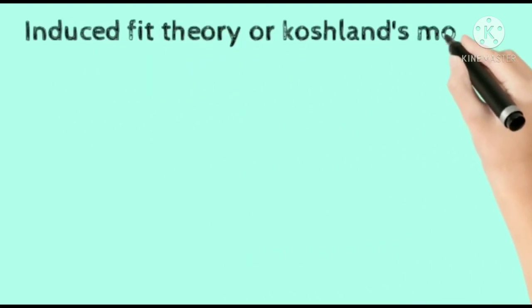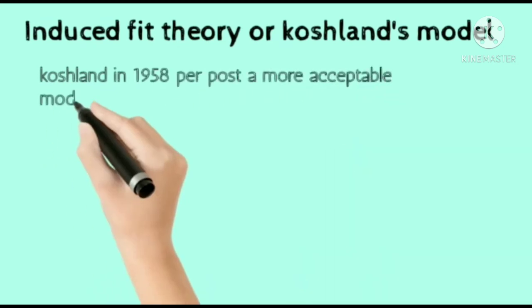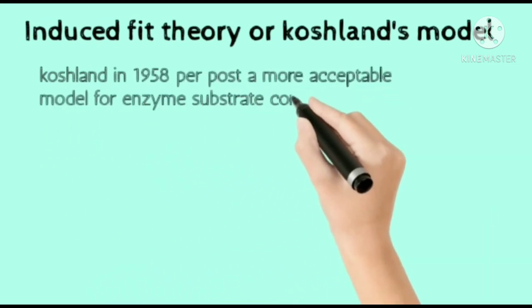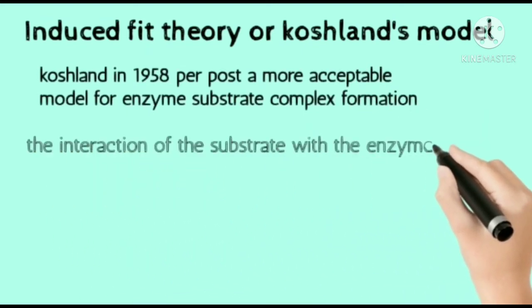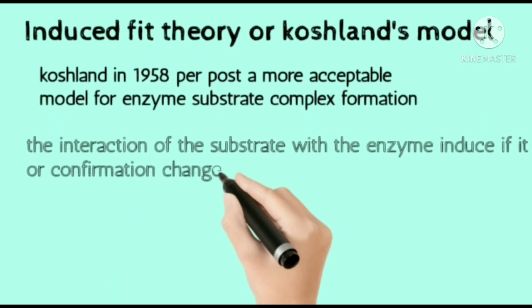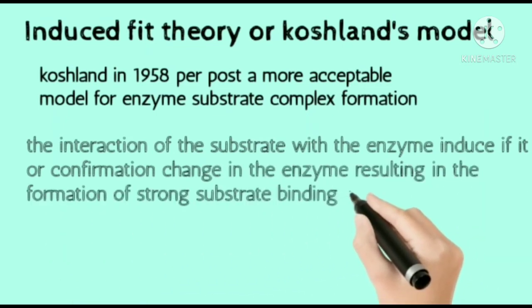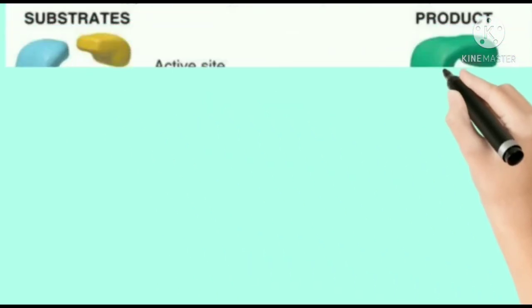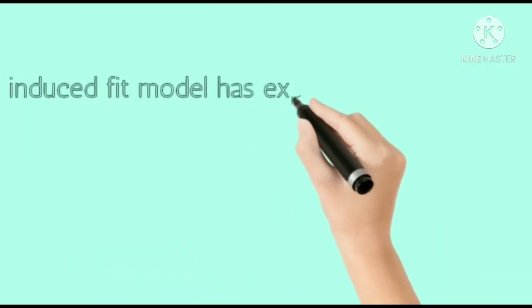The next is the induced fit model. Koshland in 1958 proposed a more acceptable model for enzyme substrate complex formation. The interaction of the substrate with the enzyme induces a conformation change in the enzyme, resulting in the formation of a strong substrate binding site. Here you can observe the substrate, enzyme, enzyme substrate complex, and product.